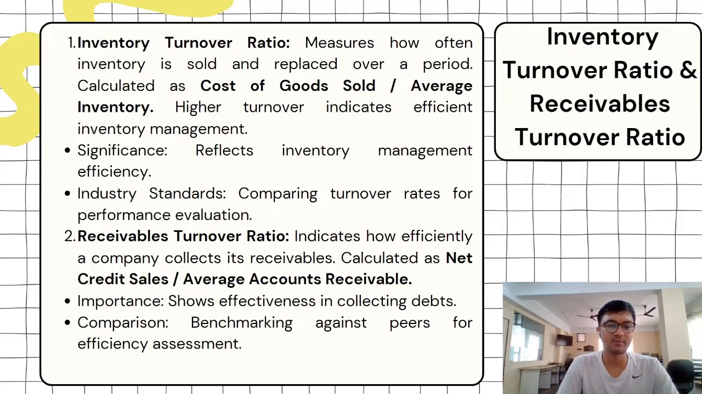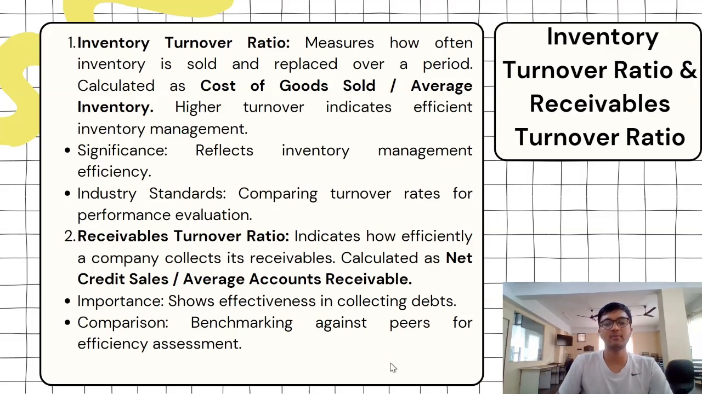Receivable turnover ratio indicates how efficiently a company collects its receivables, and it is calculated as net credit sales divided by average account receivables. Average account receivables is the preceding year's trade receivable plus the last year's, divided by two. And credit sales is the amount that I have to receive from outsiders. They are just my debtors, and it shows how effective a company is in collecting debt.